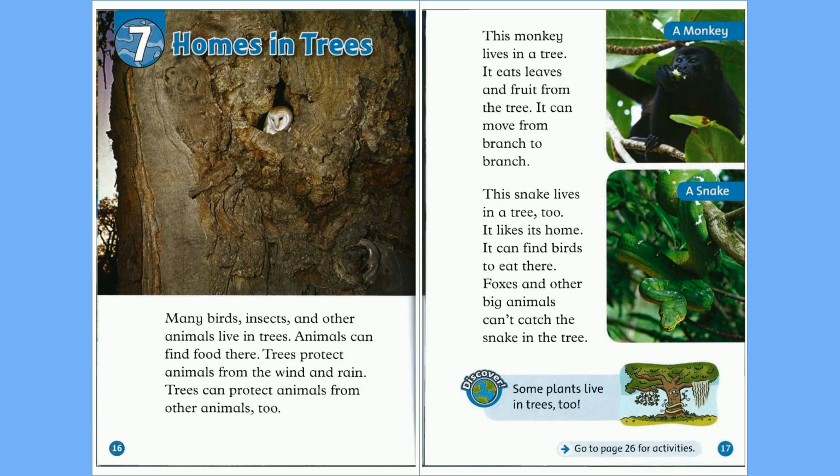Chapter 7. Homes in Trees. Many birds, insects, and other animals live in trees. Animals can find food there. Trees protect animals from the wind and rain. Trees can protect animals from other animals too.